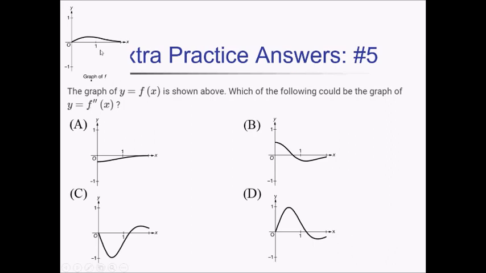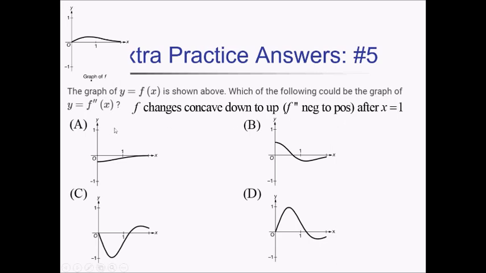Looking up here at the graph of f, we start out concave down, and then it looks like we have a point of inflection somewhere in here, and we're switching to concave up somewhere after 1. So we're changing from concave down to up, which is to say f double prime is changing from negative to positive somewhere after x equals 1.